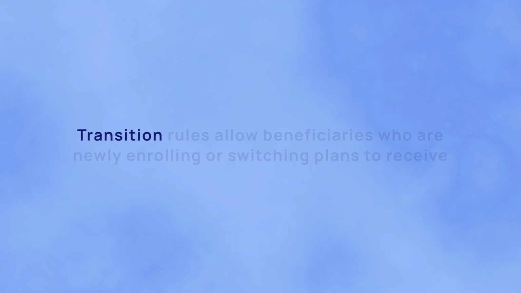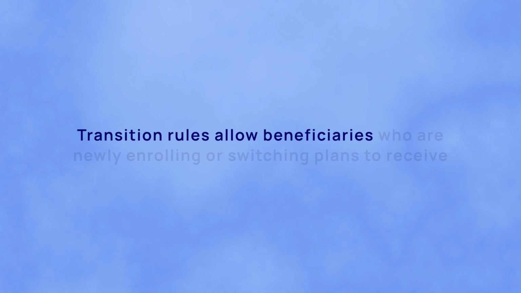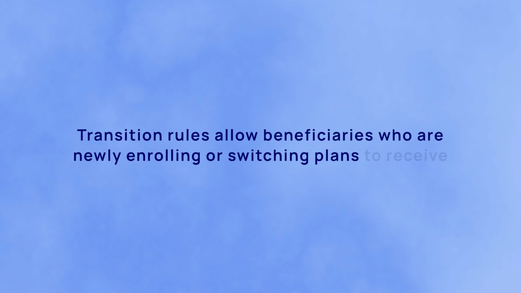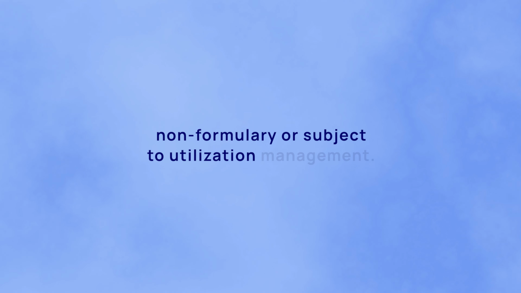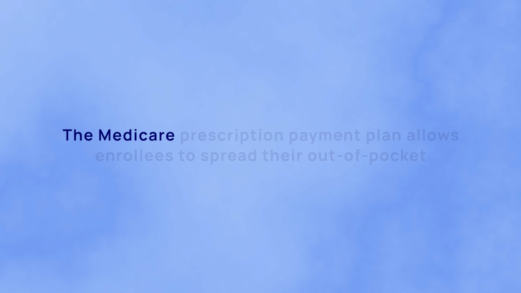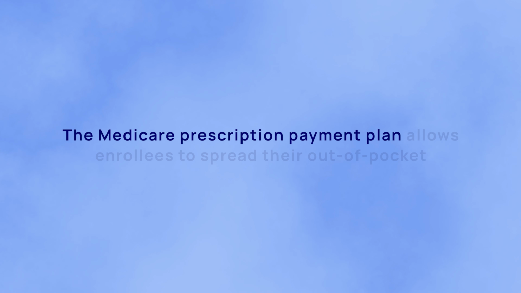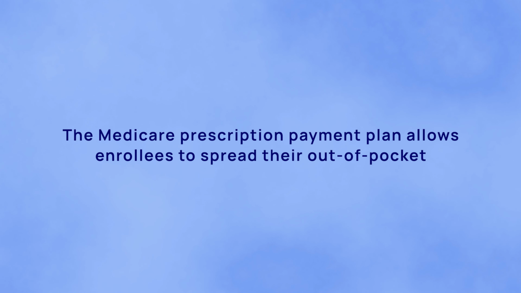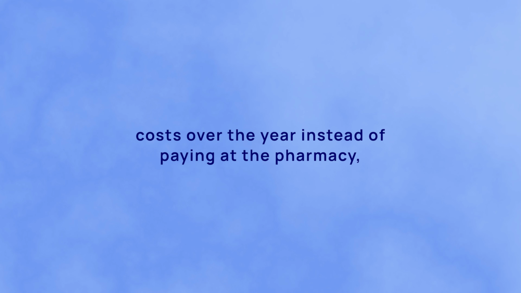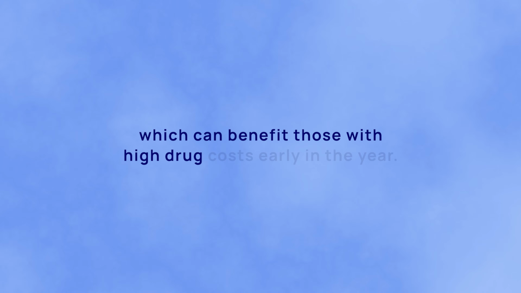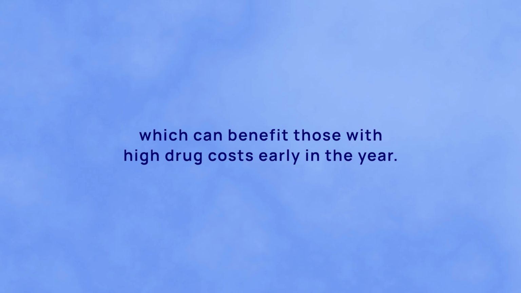Transition rules allow beneficiaries who are newly enrolling or switching plans to receive temporary coverage for drugs they are already taking, even if the drug is non-formulary or subject to utilization management. The Medicare Prescription Payment Plan allows enrollees to spread their out-of-pocket costs over the year instead of paying at the pharmacy, which can benefit those with high drug costs early in the year.